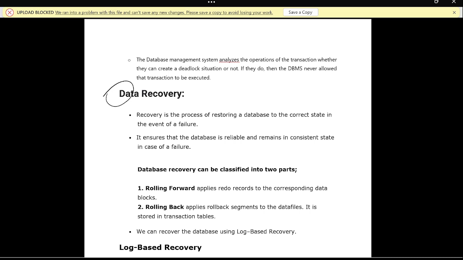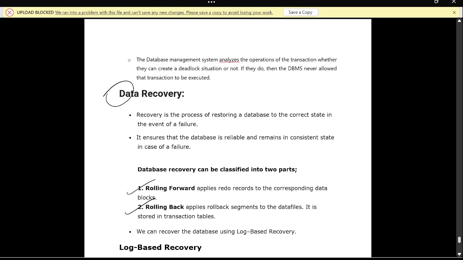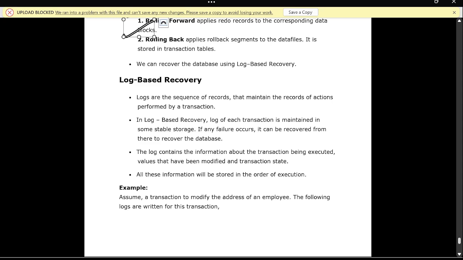For that we have two parts to data recovery. It is classified into two parts. One is rolling forward and the other is rolling back. Rolling forward is nothing but redoing the records. And rolling back is nothing but applying the rollback segment to the data files. It is stored in the transaction table. So by seeing this, it will be clear to you.